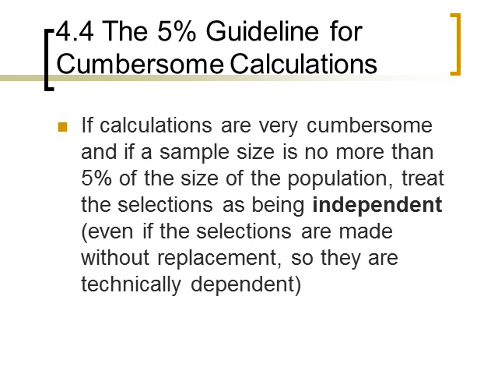There is a rule that we follow in statistics that allows us to get answers a little bit more quickly with estimation. And we can only use this shortcut rule if the calculations are very cumbersome, and when we have a sample size that's no more than 5% of the size of the population total, we can go ahead and assume that the selections are independent even though they may not be.